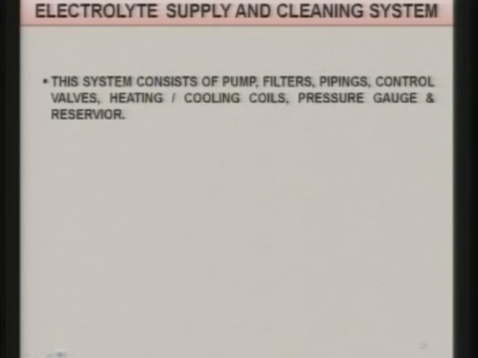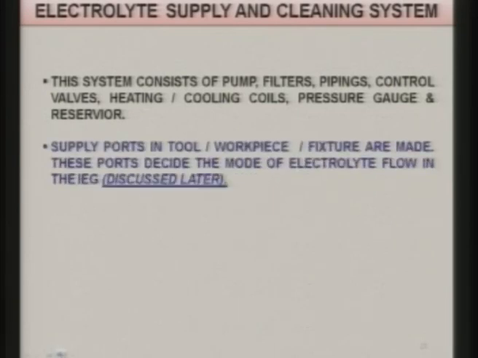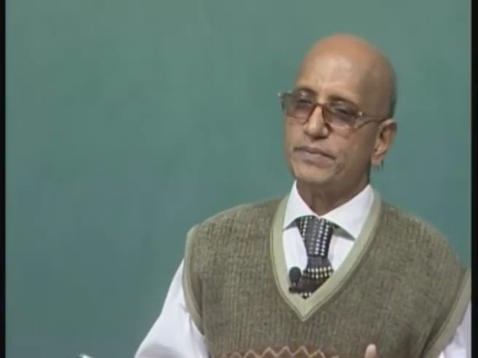Electrolyte supply and cleaning system, very important element. This system consists of pump, filters, pipings, control valves, heating cooling coils, pressure gauge, and electrolyte reservoir tank. Supply ports in tool, workpiece or fixture are made. Now, how to supply the electrolyte? I will show you separately the figures, various ways of this, but it can be supplied through the hole in the tool, or there can be a pre-made hole in the workpiece that can be utilized, or it can also be supplied through the fixture depending upon the configuration of the system.